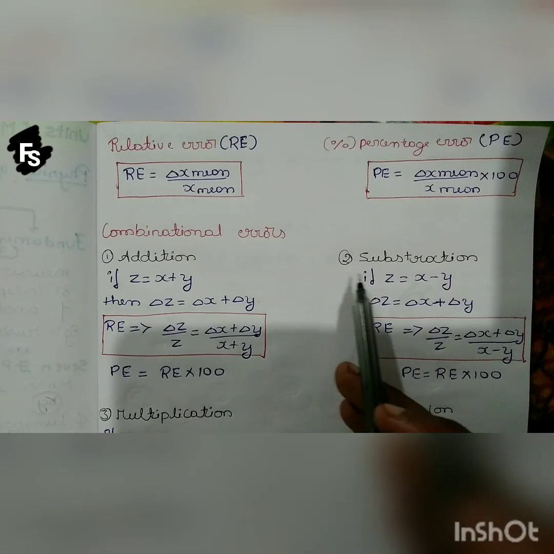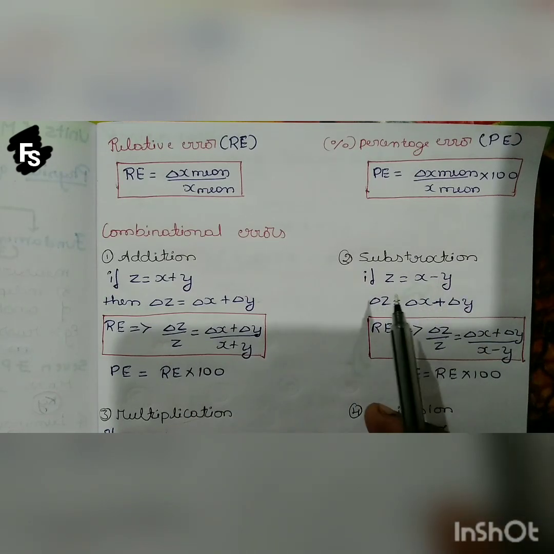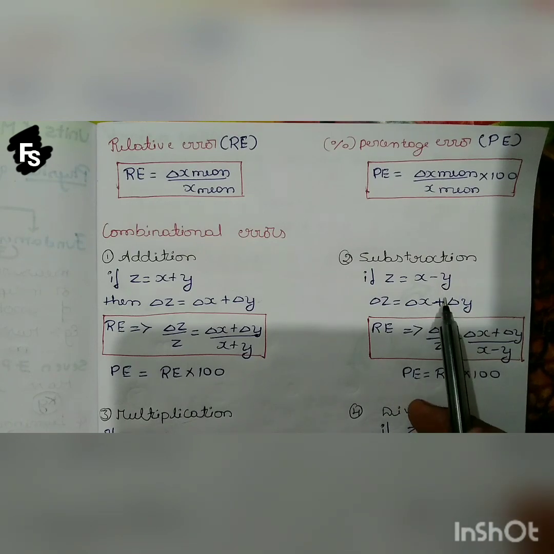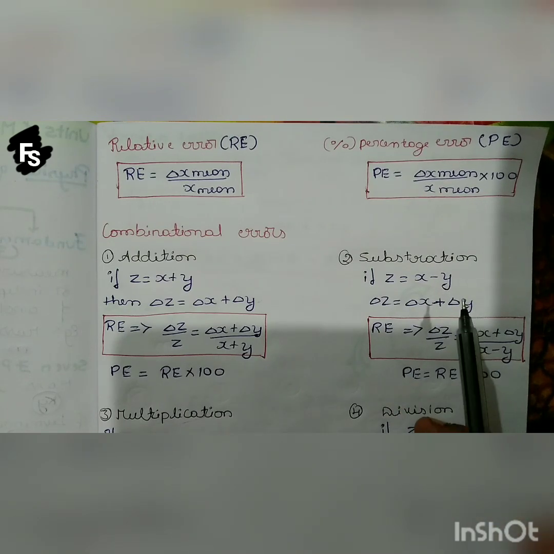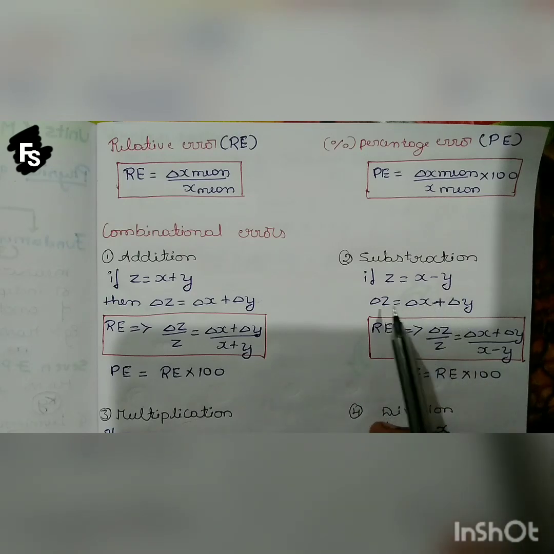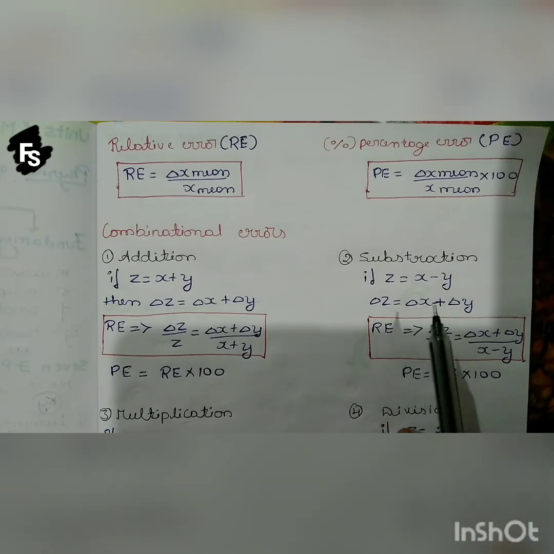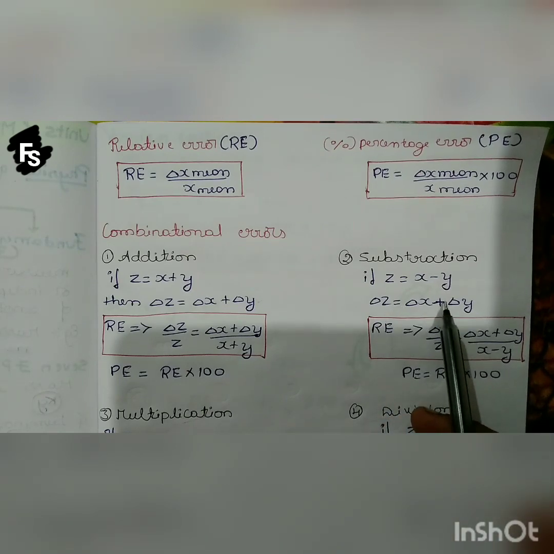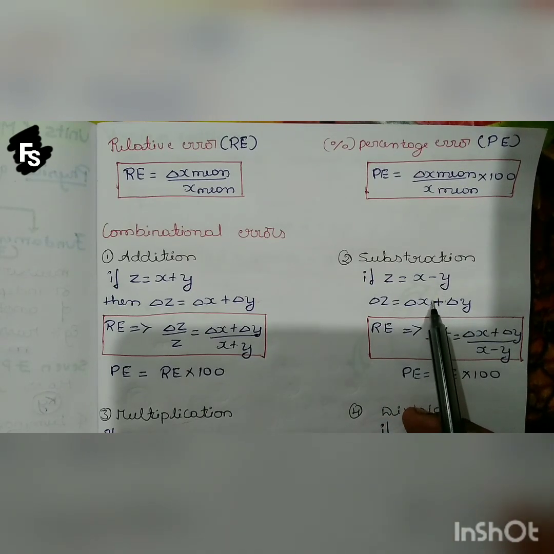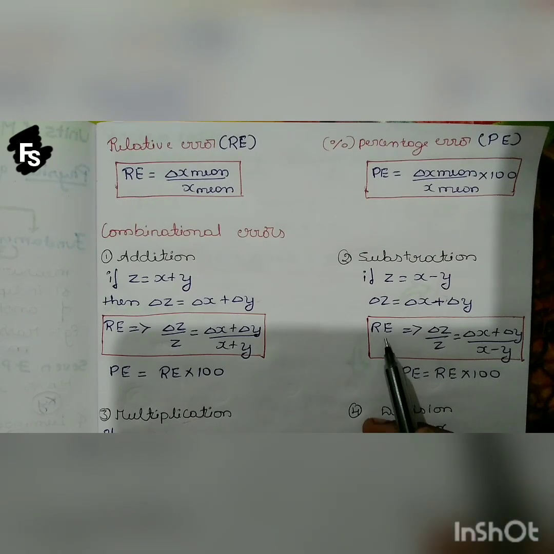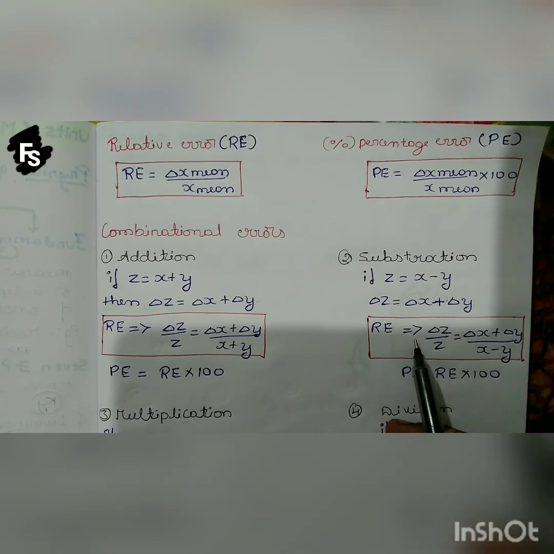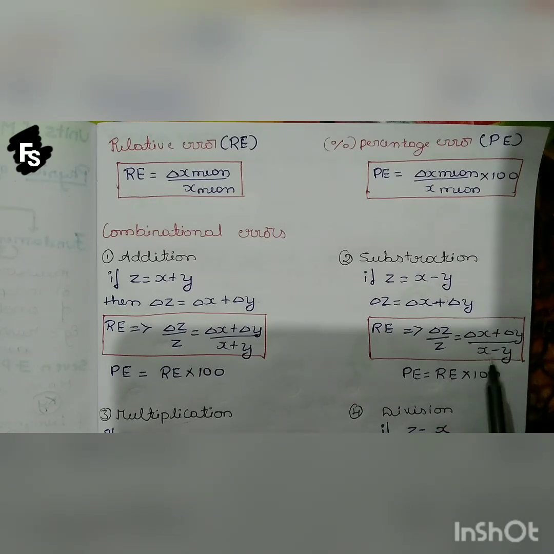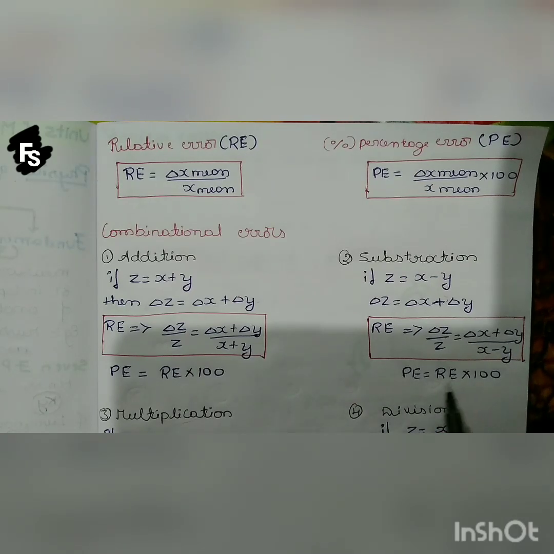Then subtraction. If z equals x minus y, remember here is the only mistake we make in exams. Here the error should always be maximum, so the errors should be added. So delta z equals delta x plus delta y. This is the mistake we make in all the exams. Then relative error equals delta z by z equals delta x plus delta y by x minus y. Then percentage error you know well.